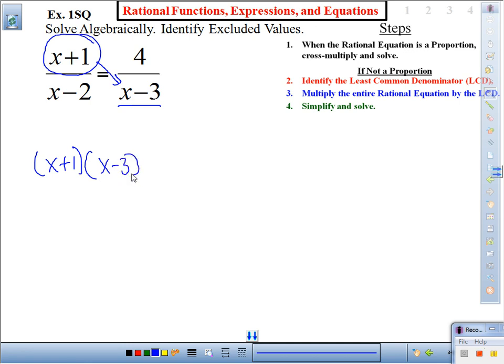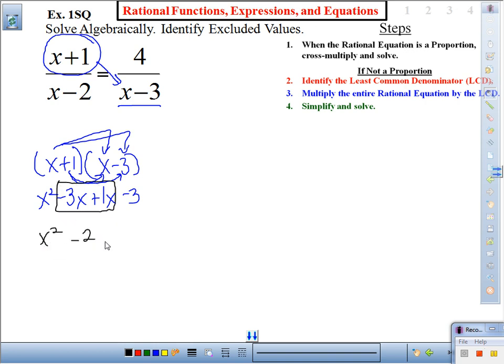Yes. So now we distribute. x times x, x squared. x times negative 3, negative 3x. Now 1 times x, 1x. 1 times negative 3, negative 3. Combine like terms right here in the center. So we get x squared minus 2x minus 3. And we're done with that cross multiplication. So far, so good? Yes, Mr. Q.